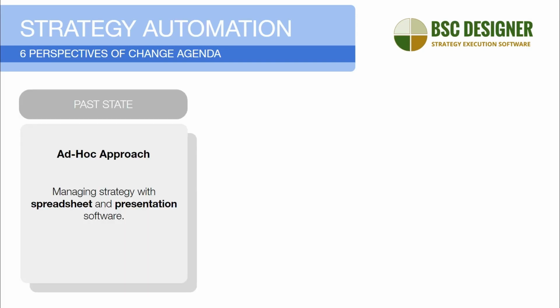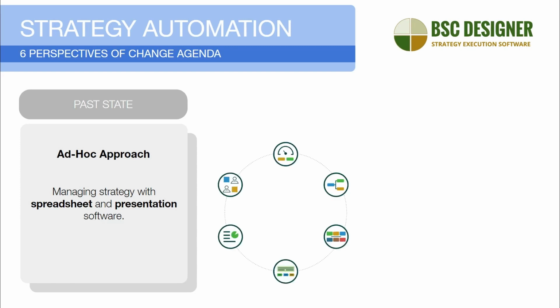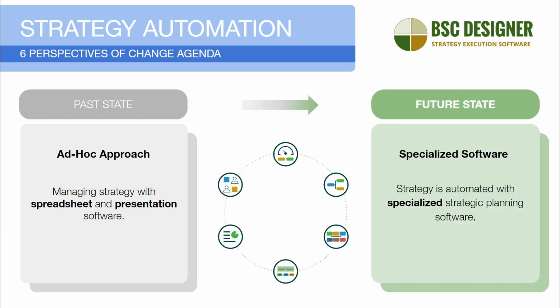When strategy reaches a certain level of complexity, it's no longer sustainable to manage it with spreadsheet and presentation software. In this video, we'll outline a change agenda for strategy automation. We will use 6 different change perspectives to analyze the past state, the ad hoc approach to strategy, and we will formulate a future state where strategy is automated with specialized strategic planning software.